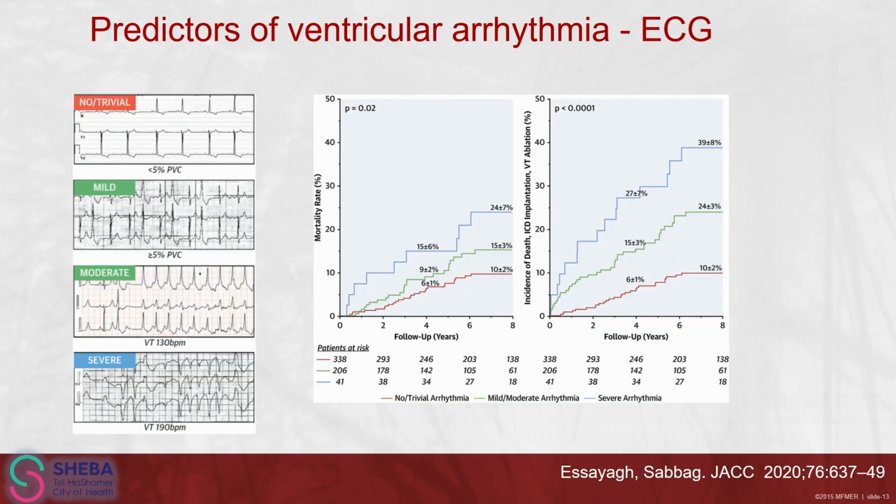Probably the most important risk marker is the documented arrhythmia. The arrhythmia we capture by using Holter. And in this large cohort from the Mayo Clinic, the burden and complexity of ventricular arrhythmia strongly correlated with survival and with the occurrence of ventricular arrhythmia.